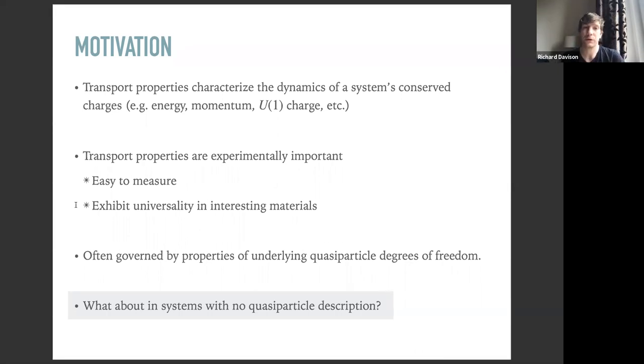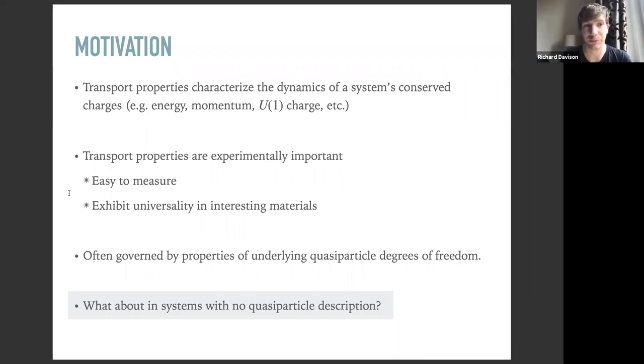The second reason is that there are some interesting kinds of materials, strongly correlated materials or systems, in which some of these transport properties can, to some degree, exhibit some universality. And so in that sense, transport properties look quite simple, and it's plausible that we can understand them or explain them without an extremely detailed microscopic understanding of the details of some particular material that you happen to be looking at.